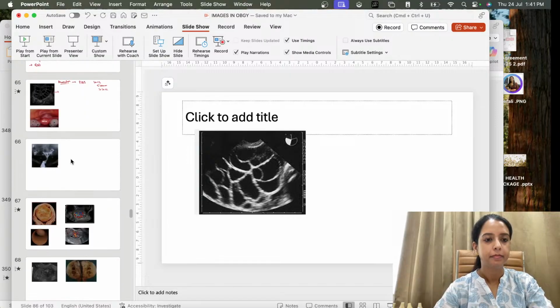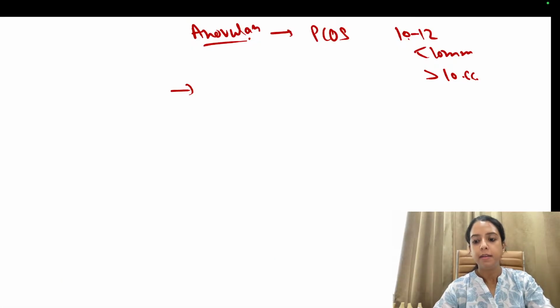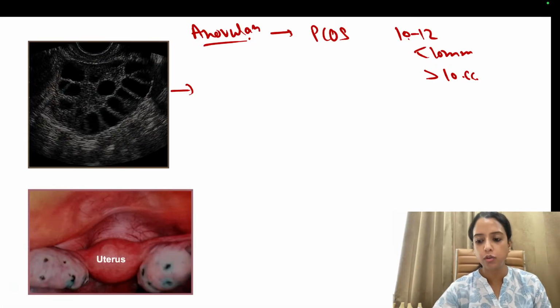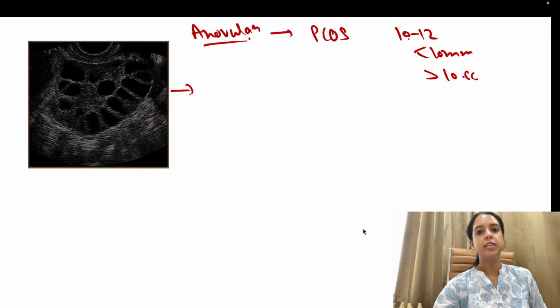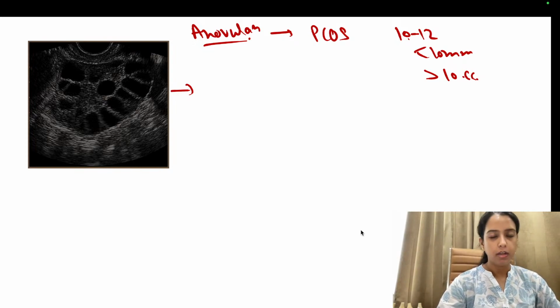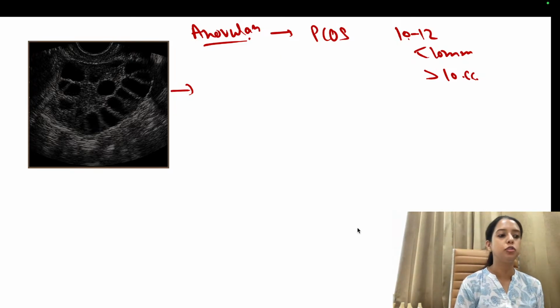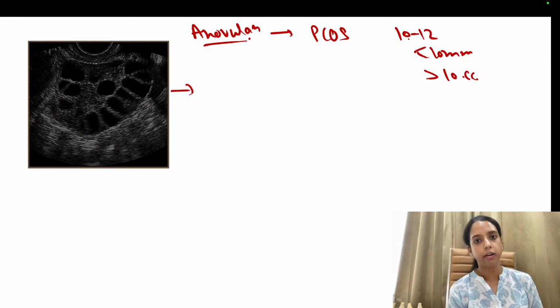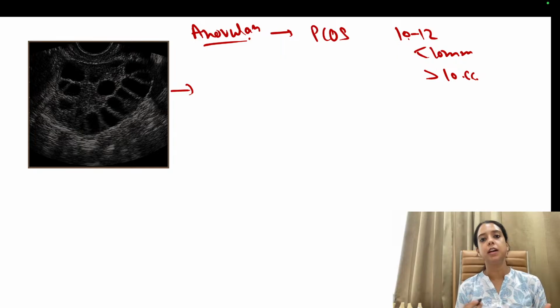This is PCOS. In PCOS, remember, it's a genetic condition. You can't correct PCOS, but you have to correct the symptom. If the patient has the problem of hyperandrogenism, what is the treatment? You give oral contraceptive pills. If the problem is menstrual irregularity, you give oral contraceptive pills. If the problem is infertility, you give ovulation induction drugs.